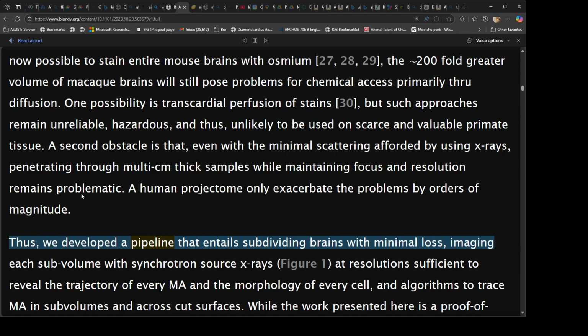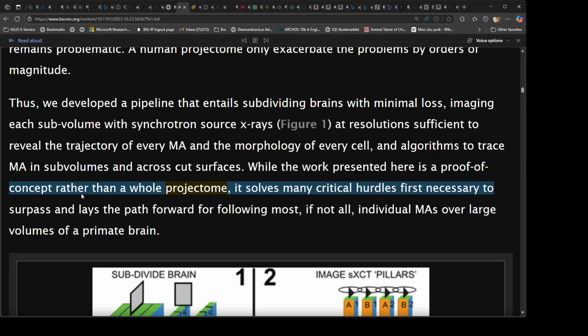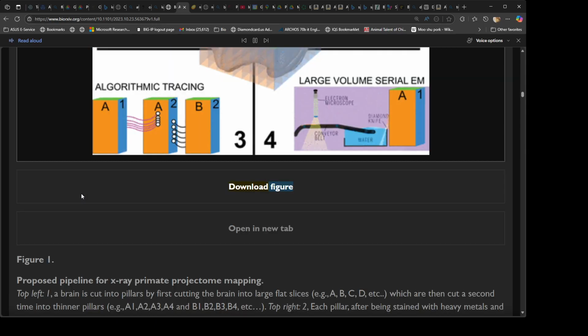Thus, we developed a pipeline that entails subdividing brains with minimal loss, imaging each subvolume with synchrotron source X-rays (Figure 1) at resolution sufficient to reveal the trajectory of every MA and the morphology of every cell, and algorithms to trace MA in subvolumes and across cut surfaces. While the work presented here is a proof of concept rather than a whole projectome, it solves many critical hurdles first necessary to surpass and lays the path forward for following most, if not all, individual MAs over large volumes of a primate brain.